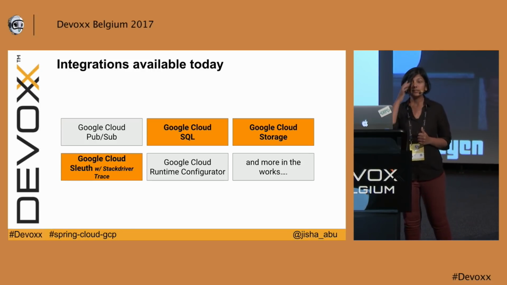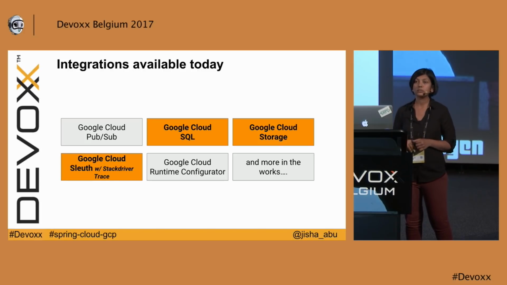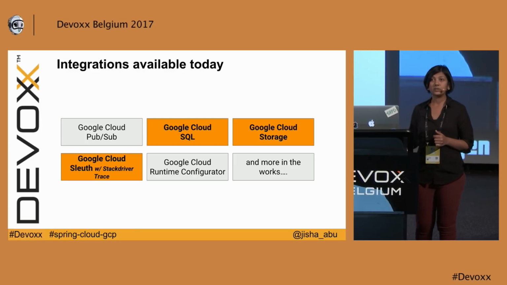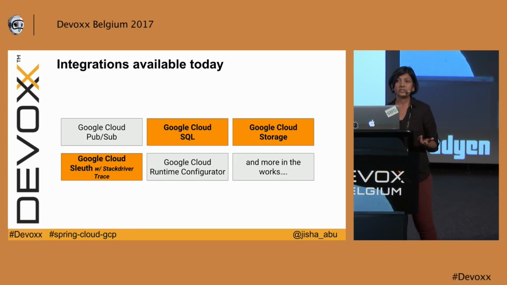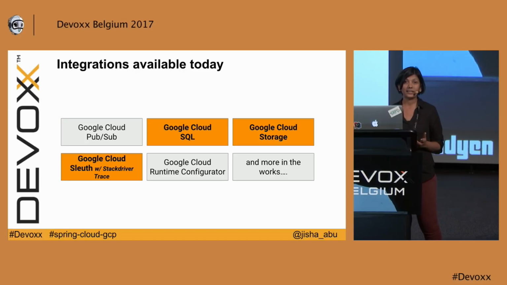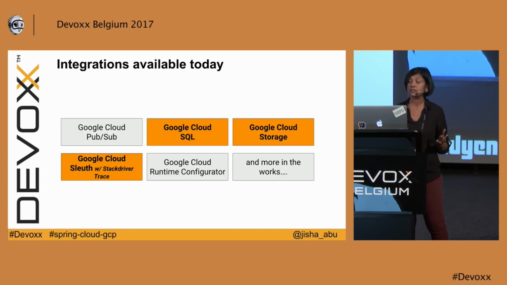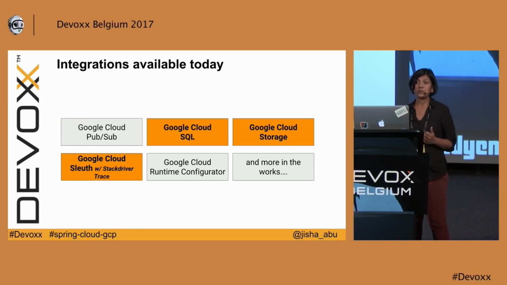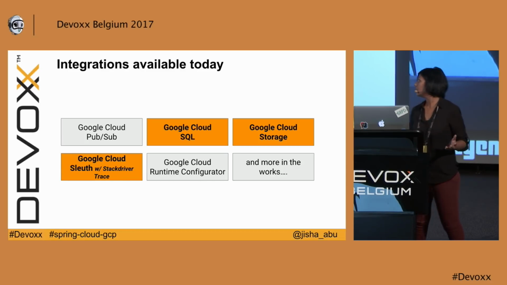Google Cloud SQL is the fully managed SQL service, which comes in two flavors, MySQL and Postgres. With this integration, it automatically wires that up as a data source for you, and that's all you need to take advantage of it. Google Cloud Storage, if you're considering it for any of your blob storage, binary data, or images, again makes it as easy as being annotation-driven.